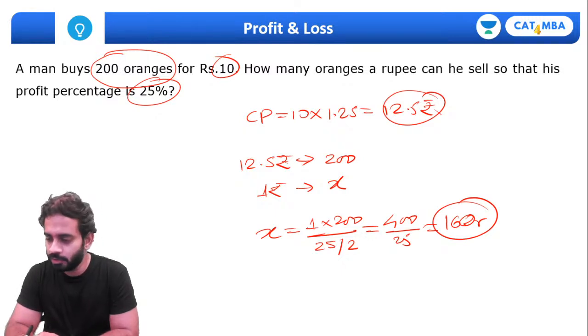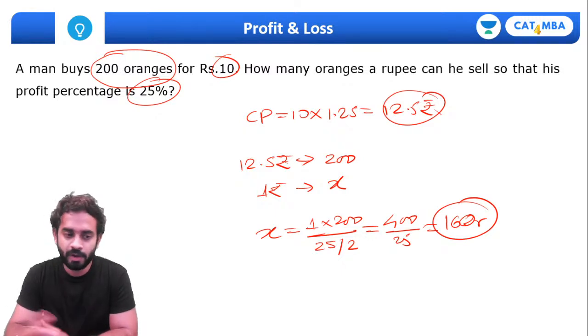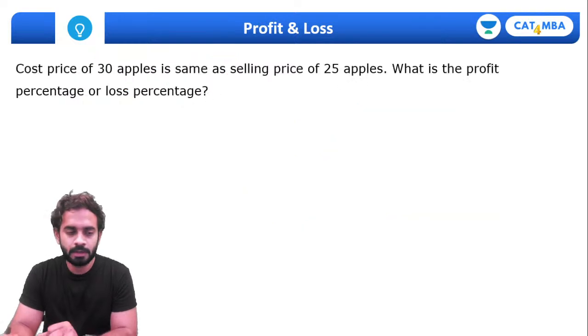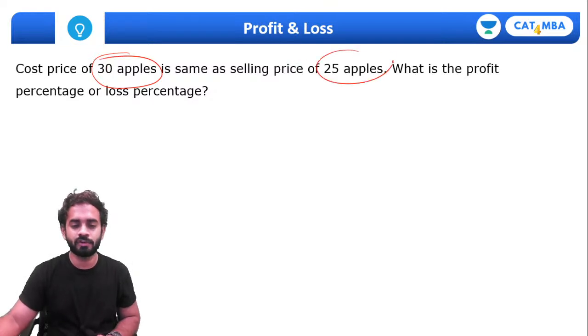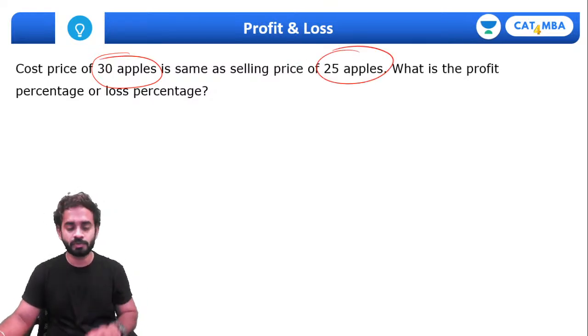Guys, do you have any doubt? I hope you have understood this question. Let's move further. Cost price of 30 apples is same as selling price of 25 apples. What is profit percentage or loss percentage?